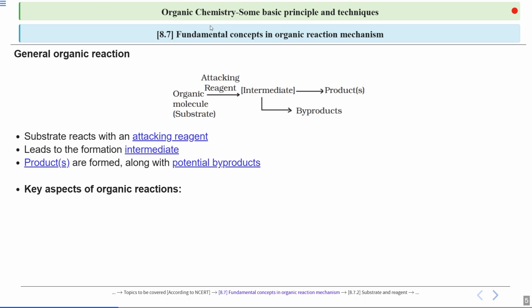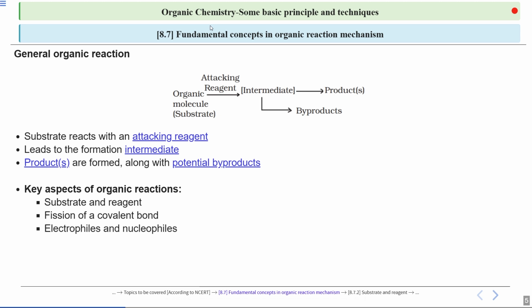Now, talking about the key aspects of organic reactions, we have substrate and reagent. Whenever this substrate and reagent react, we often see breaking and making of bonds. But that breaking of a bond can also be done in various patterns. We will understand about them through fission of a covalent bond.